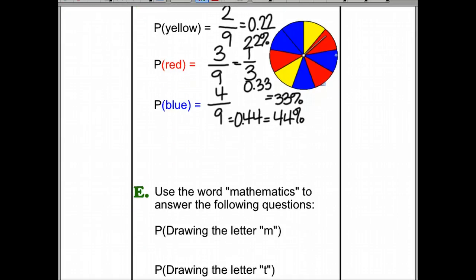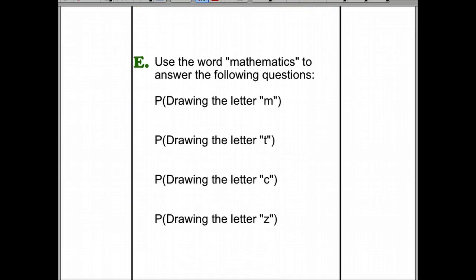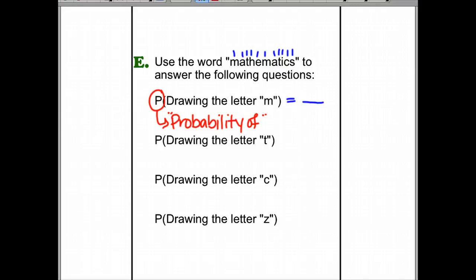Looking at the next example, we have here the word mathematics to answer the following questions. Probability of drawing the letter M, and if I haven't mentioned, this just simply means probability of. I look here and I count 1, 2, 3, 4, 5, 6, 7, 8, 9, 10, 11. So there's a possibility of 11 letters to choose from. And drawing the letter M, I see that there are 2 M's, so that's a 2 out of 11 chance. For this one, I'm just going to write the fractions, since you should know how to convert between them.